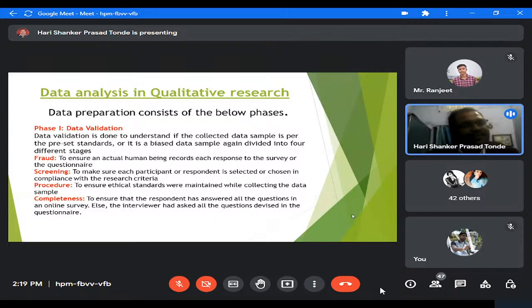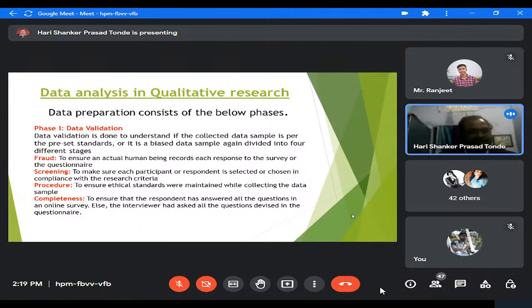First one is the data validation phase. Data validation is done to understand if the collected data sample is per the preset standards or if it is a biased data sample. It is again divided into four different stages. When you are validating the data, four stages come to us. First one is the fraud. You have to ensure whether an actual human being records each response to the survey or the questionnaire.